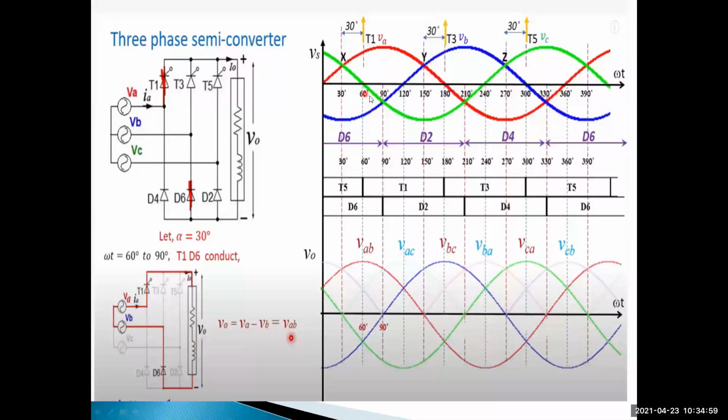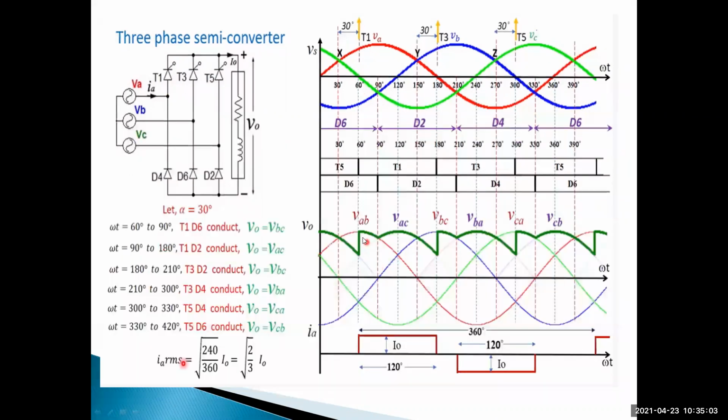For this duration, 60 to 90 degrees, we will get the output voltage like this. Okay, so we will get the output voltage in this manner for a firing angle alpha equal to 30 degrees. That is, for triggering angle pi by 6 plus alpha, that is 60 degrees onwards, it starts conduction.